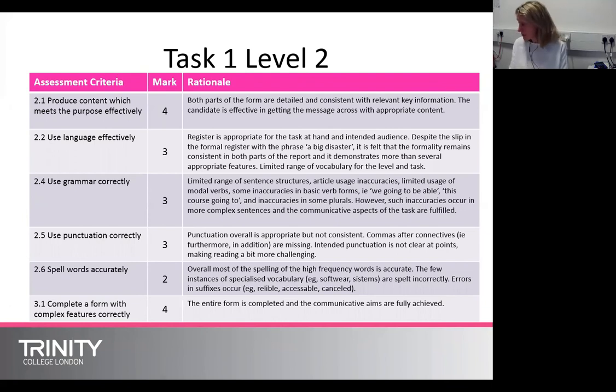So could I use this form if someone gave it to me? Would it meet its purpose? Yes. So that candidate gets full marks for the form in this case.